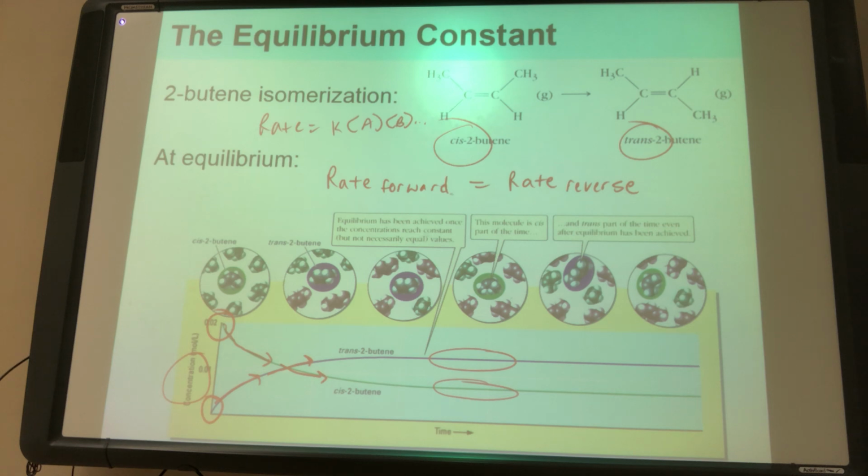So for my forward reaction, this is going to be k, and my reactant here is the cis. We want to notate this, so let's change this to k forward, and then cis. Or you can say kf if you want. And then the rate reverse is k reverse. And if I'm going this way, my product is what I'm actually reacting, so it's going to be the trans here.